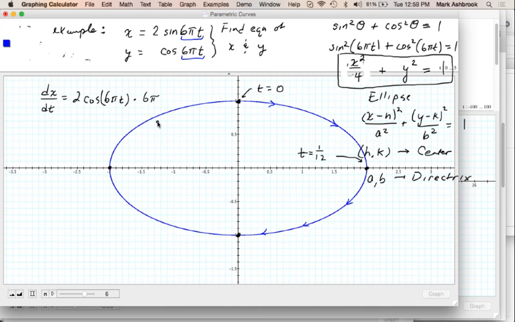Now I want to evaluate that at t equals 0. If I evaluate that at t equals 0, what did I get? So when t equals 0, dx/dt is 12 pi. What does it mean? And how does it tell us the direction of the curve? Ariane, what does dx/dt equals 12 pi mean?